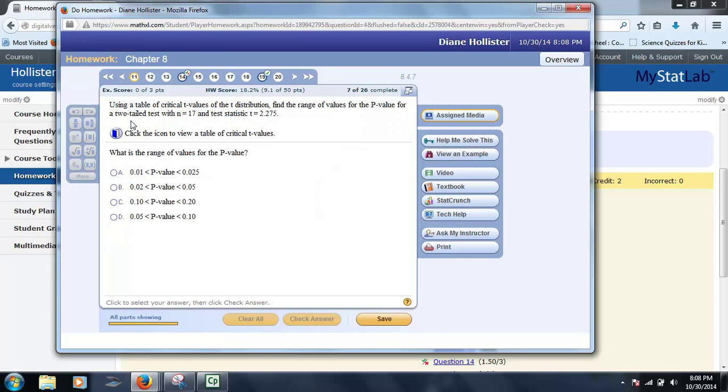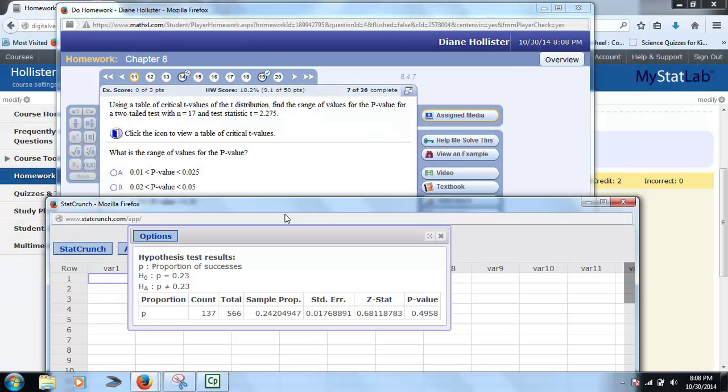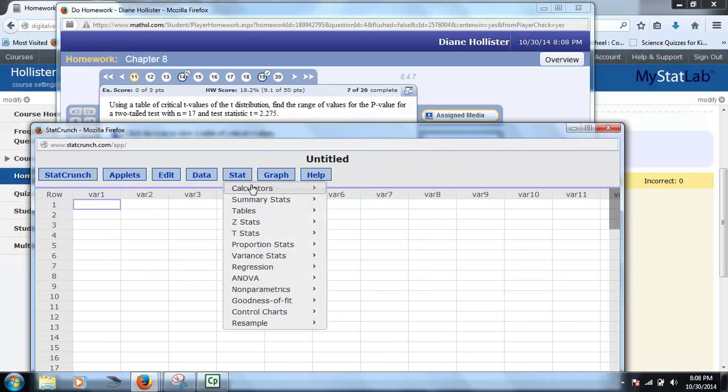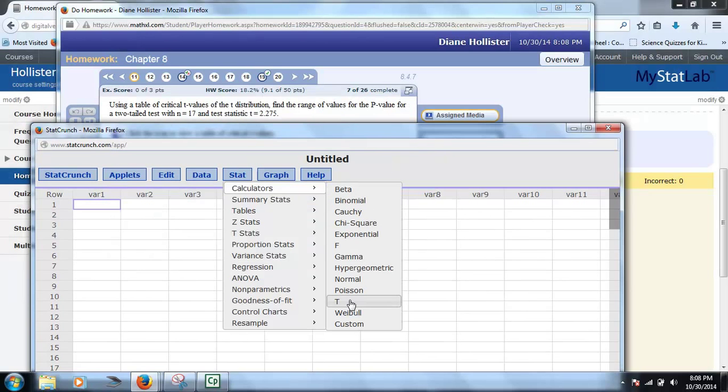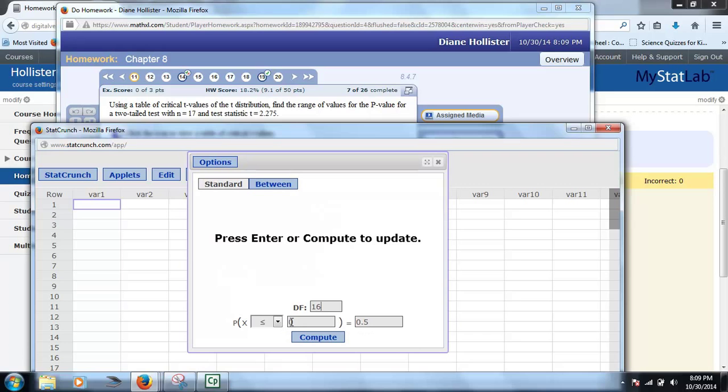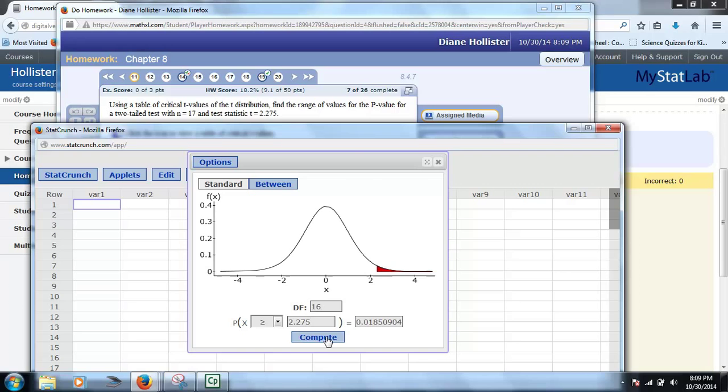The next one asks us to find a range of values for the p-value for a two-tailed t-test with n is 17 and a test statistic of 2.275. So here's what we're going to do. We're going to go back to calculator like you did in chapter 6, for example. Instead of normal, we're going to choose t. N is 17, which means our degrees of freedom, which is always one less, would be 16. We're going to enter the t statistic, 2.275, into the box for the value and click compute.